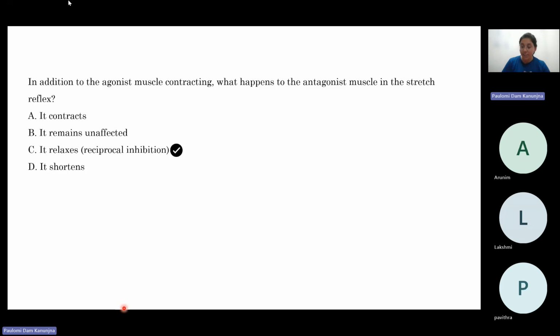So what does the antagonist do here? The agonist has to contract, right? Your quadriceps have to contract. So what the antagonist does is it makes it easier for the quadriceps to contract, and that's why it undergoes relaxation. So it is reciprocal inhibition. If that is activated, it is undergoing inhibition. So that forward motion.